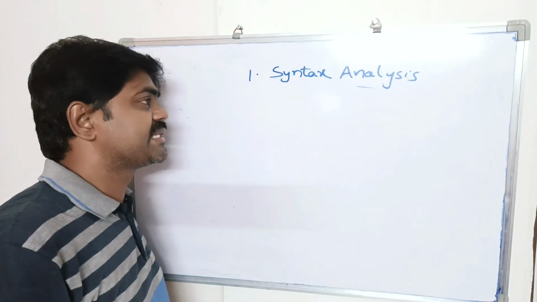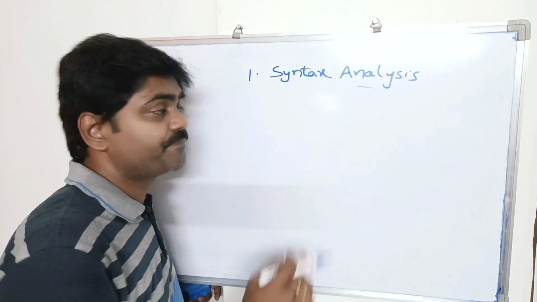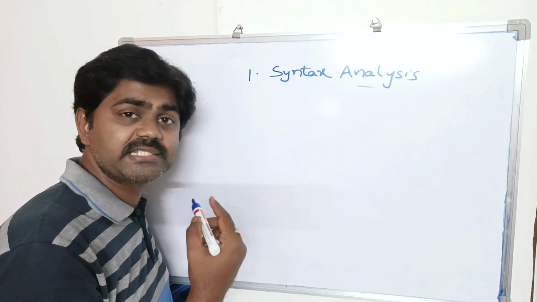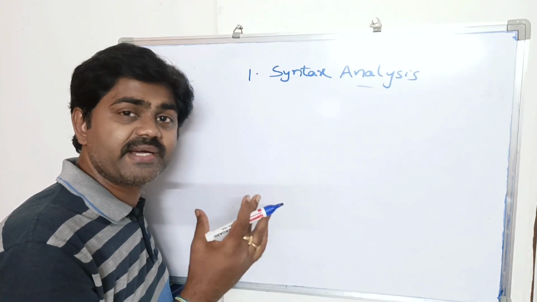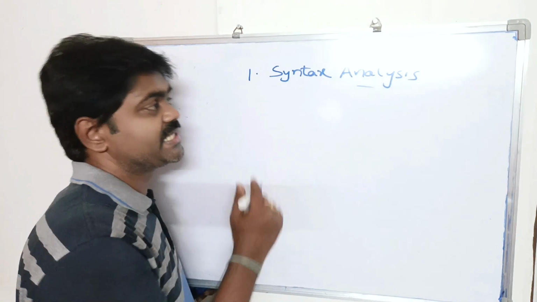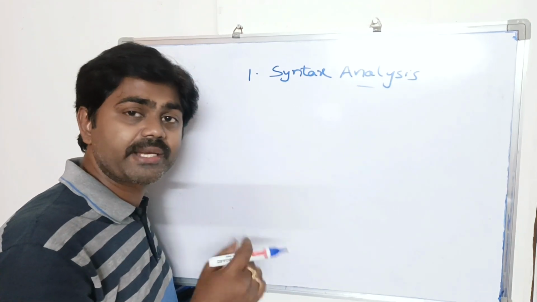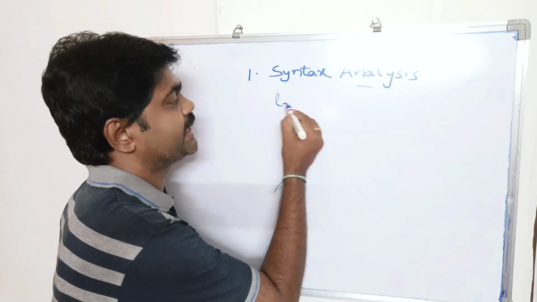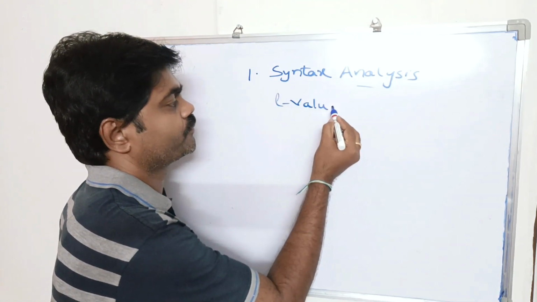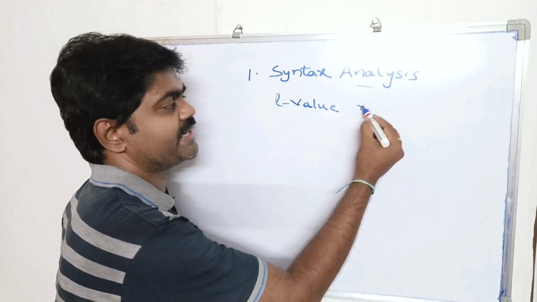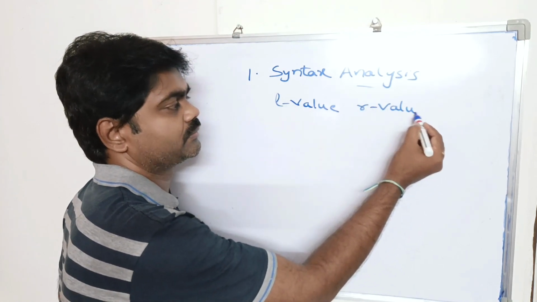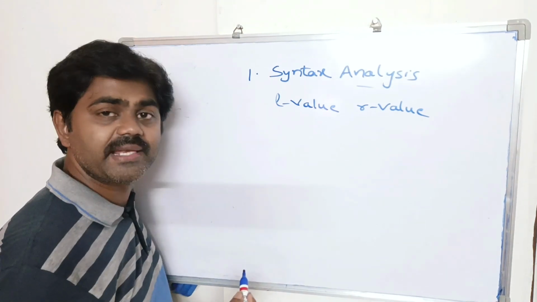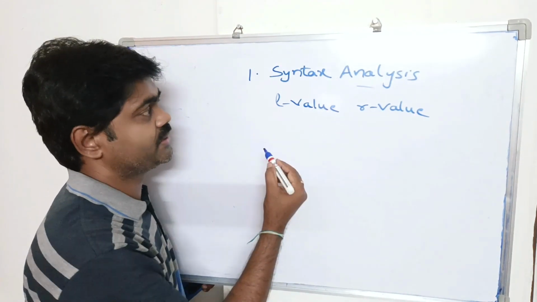In syntax analysis, what exactly happens is, here it's already divided into tokens, right? In the lexical analysis phase, the source input is divided into tokens. In syntax analysis, we'll construct a syntax tree or a parse tree. It totally depends upon two values: one is L value, the second one is R value. L value is left value, R value is right value.